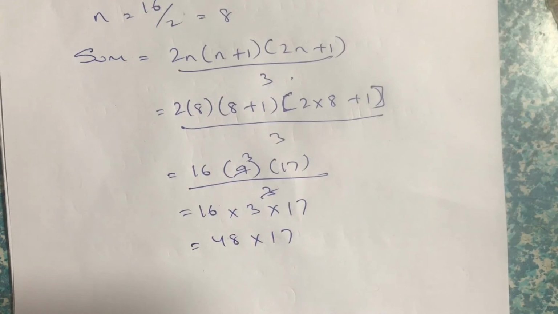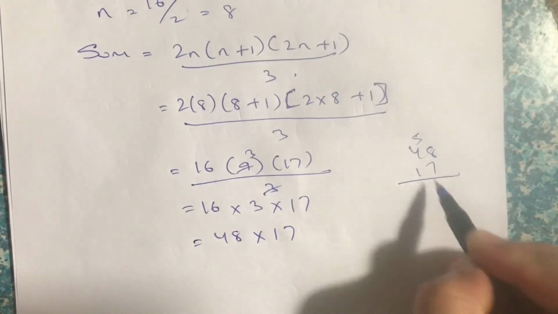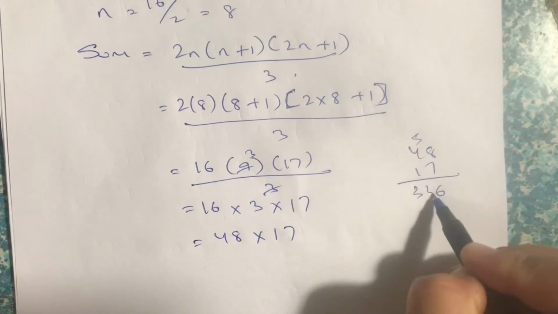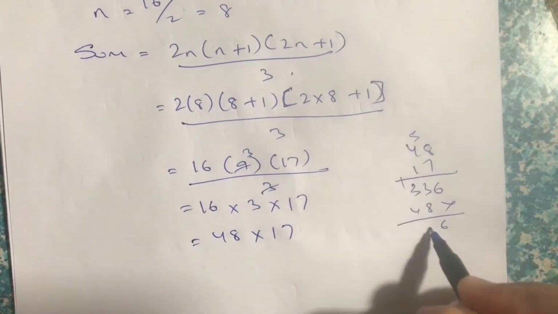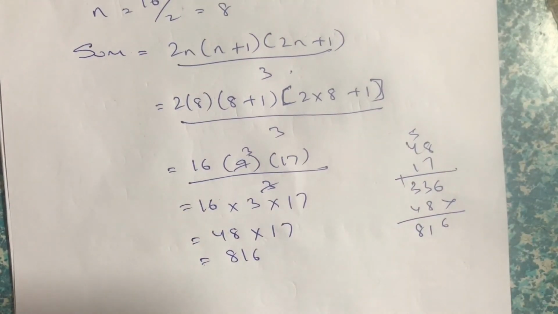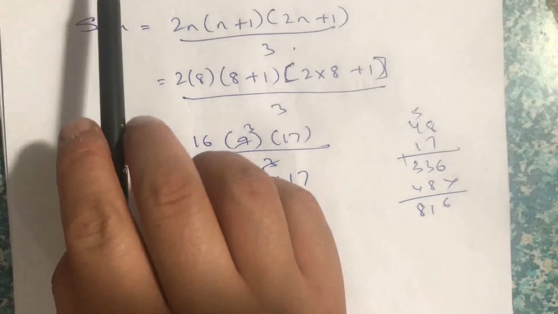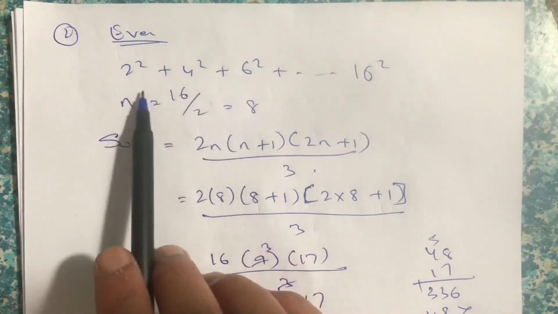So 48 into 17. In the rough, when I do it, 7 8s are 56, carry 5, 28, 29, 30, 31, 32, 33, and 1 8 is 8, 1 4 is 4. We get 6, 11, 816. So the answer is 816. Is that okay? So that's how we solve a question where it says find the sum of the squares of the even numbers.